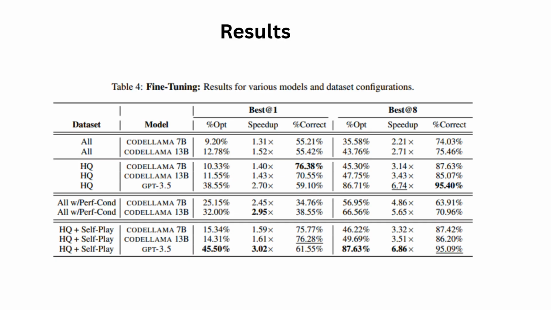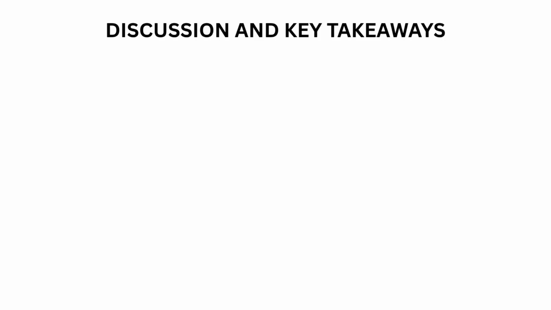Finally, the authors compare their best model against the fastest human-written solutions available in CodeNet. For the Pi dataset, the best human solutions achieve a maximum speedup of 9.56 times, while the model achieves a slightly higher speedup of 9.64 times. Finally, let's look at the discussion section, where the authors summarize the key takeaways from the paper.